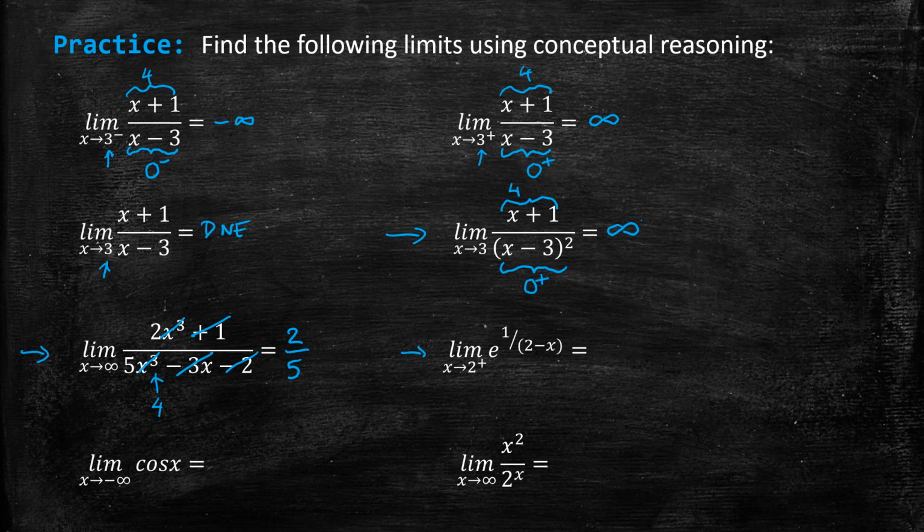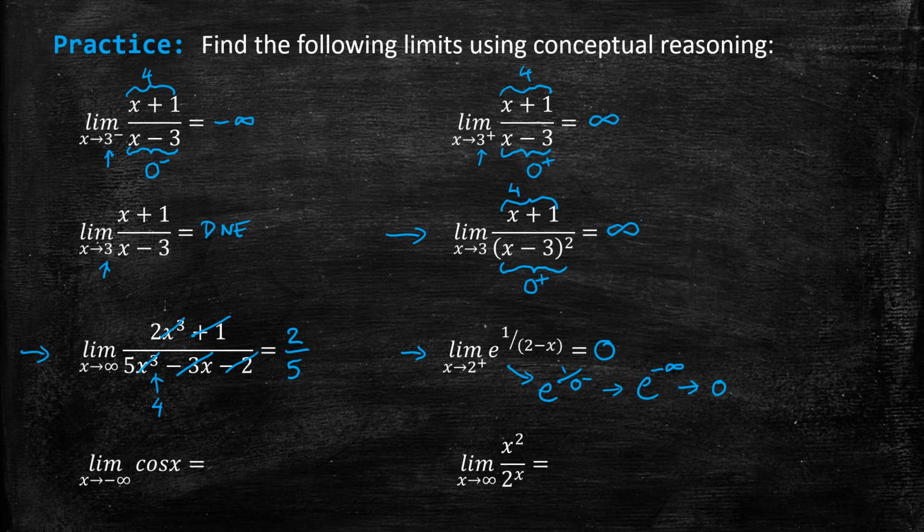All right, let's go to this one here. As we approach 2 from the right, this is the way to think about it. It's e to the 1 over x minus 2, from the right is going to be 2.001 minus 2. So it's going to be 0 in the positive sense. And 1 over 0 in the positive sense is going to be positive infinity. And we know from the slide before that e to the negative infinity is heading to 0. So this limit's equal to 0.